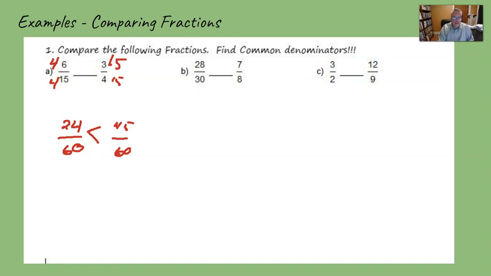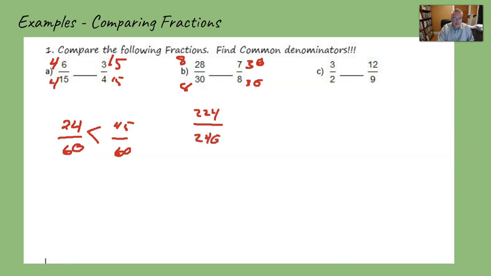Let's try this next one. We have 28 30ths and 7 eighths. So I'm going to grab a calculator for this. I'm going to multiply this one by 8 over 8 and this one by 30 over 30. And let's see what we get. 8 times 28 is 224. And 8 times 30 is 240.